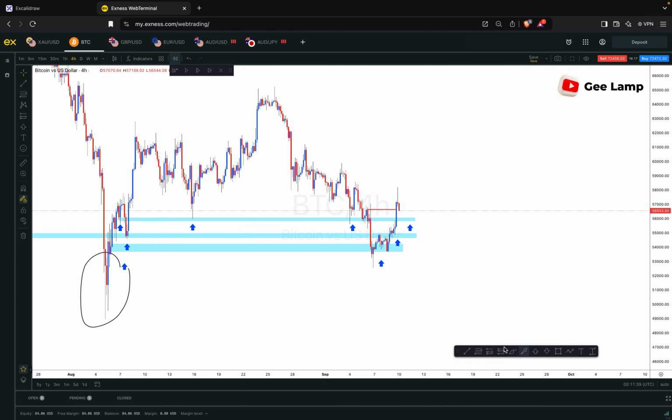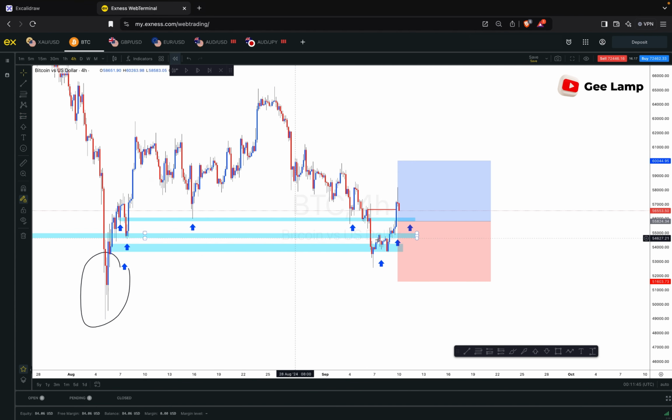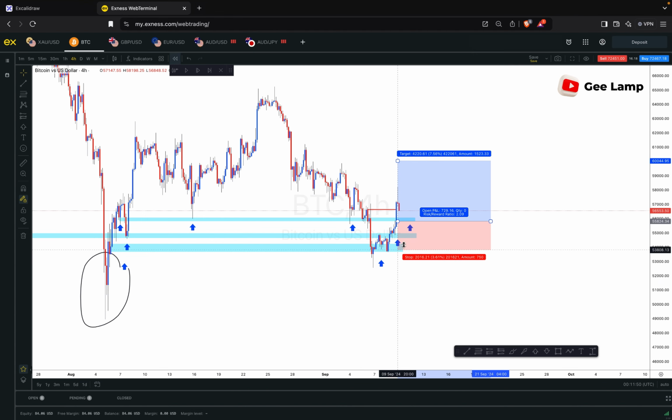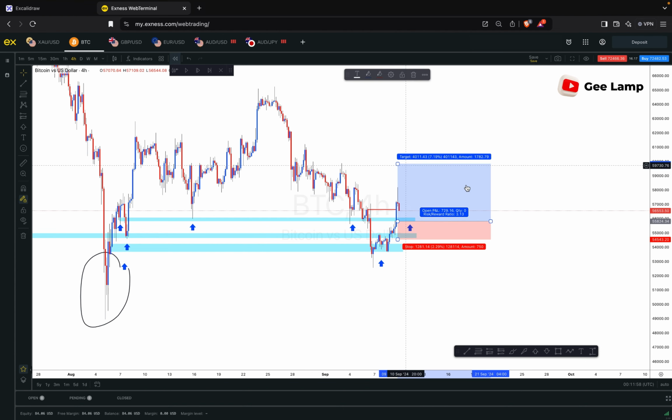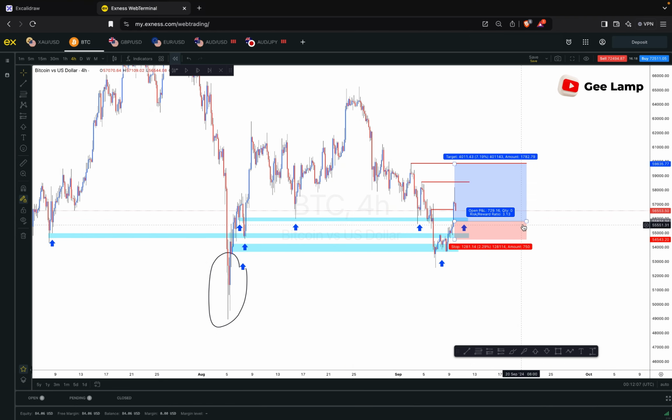So here I would put my order at this particular point, and because this level is also a strong level for price to test, I would put my stop loss a few pips below that zone, and I will target this swing high here. Obviously my first TP is going to be at this point, and my second TP at this point. So technically we are going to have at least a 1:4 risk reward ratio.